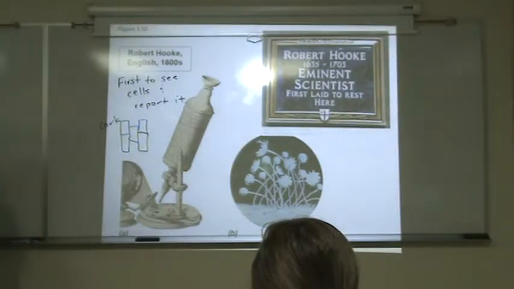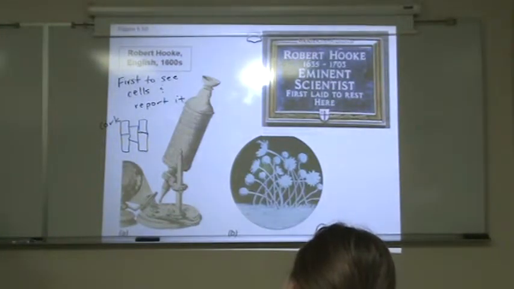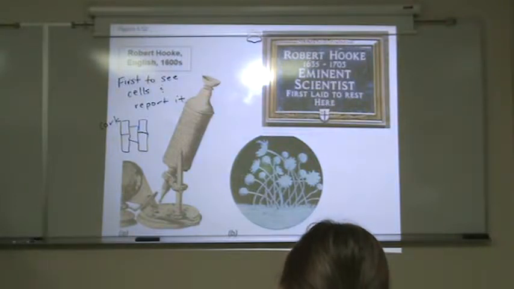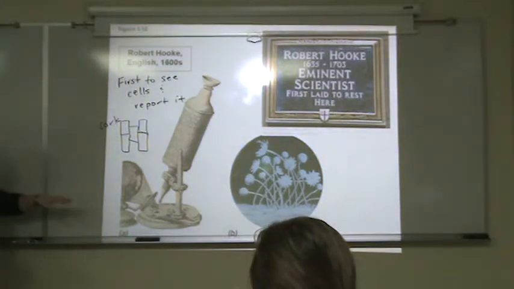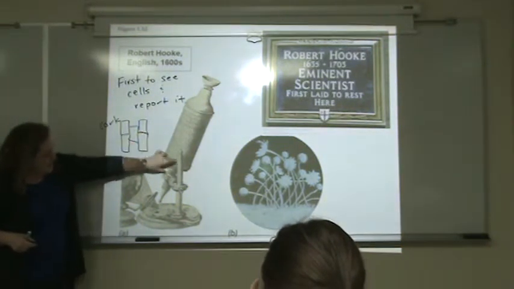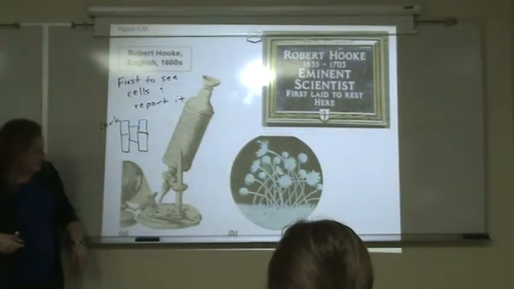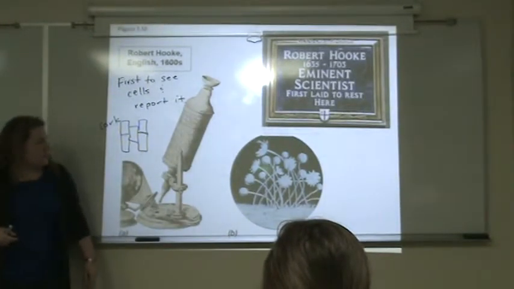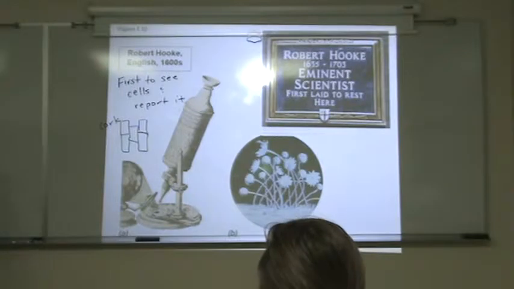And he was also apparently a raging jerk. Somewhat famous in his day. We say that he's the first to see cells. And he was using something like this as his microscope. It looks like a syringe or something. That was Hooke.